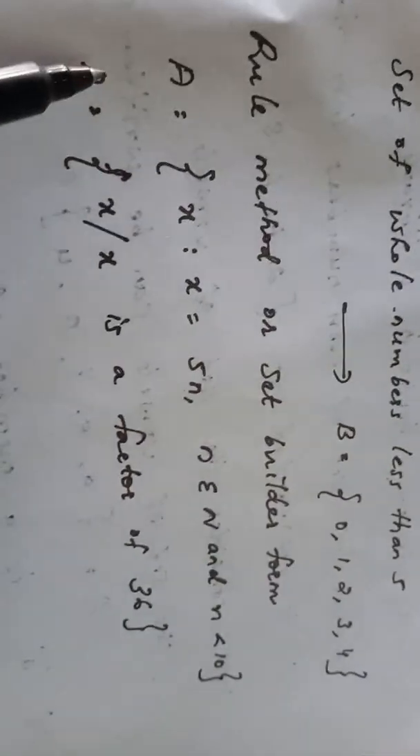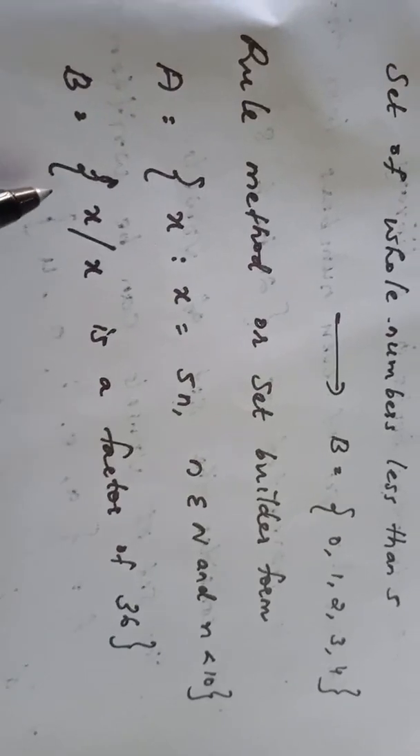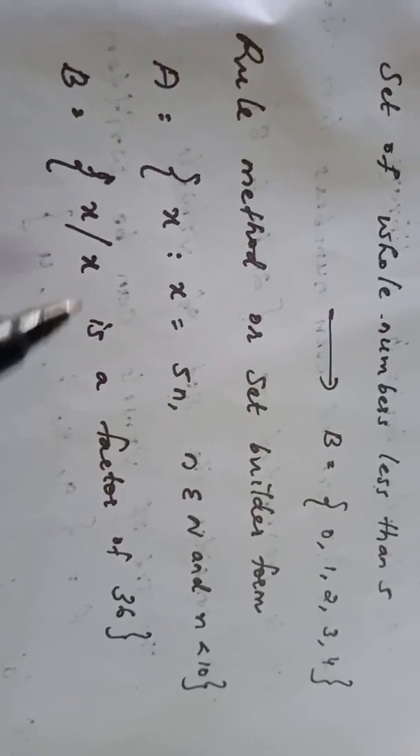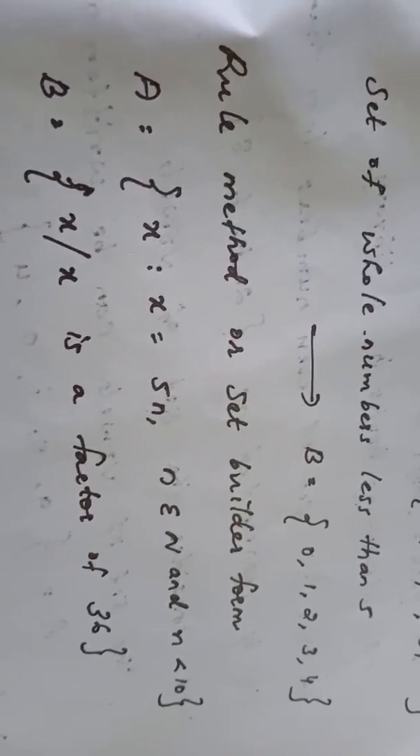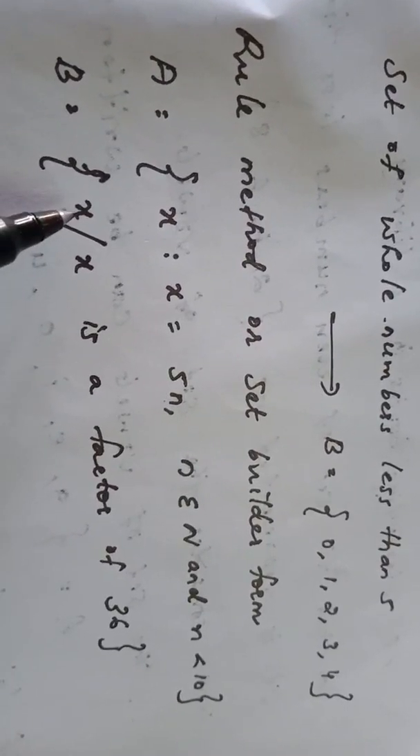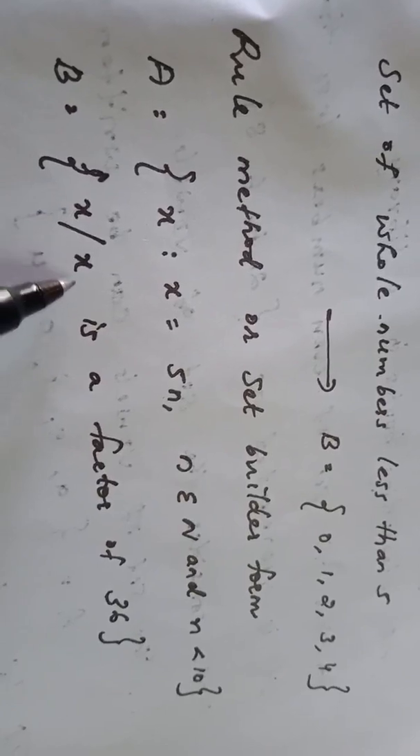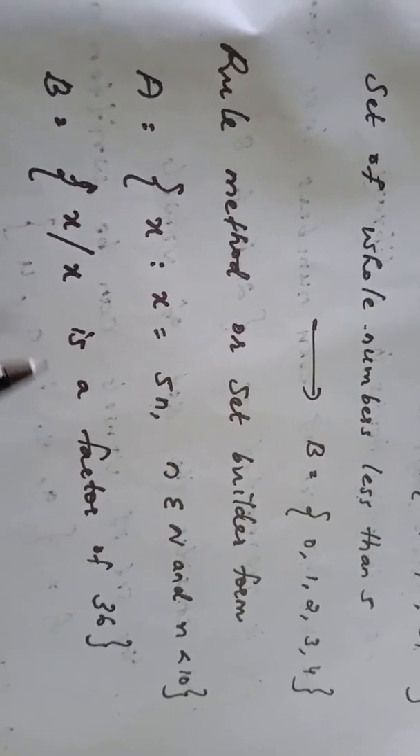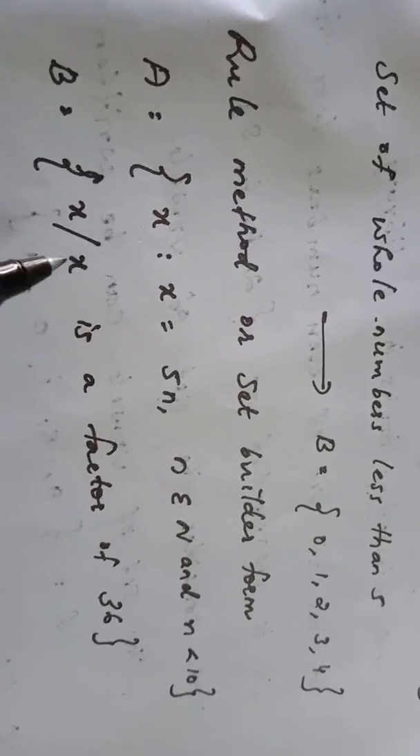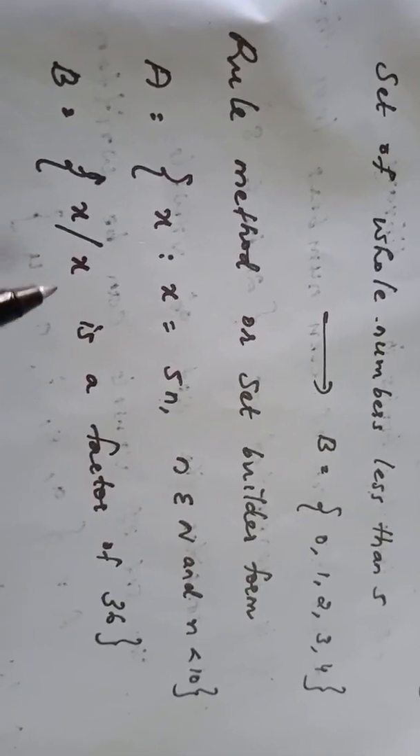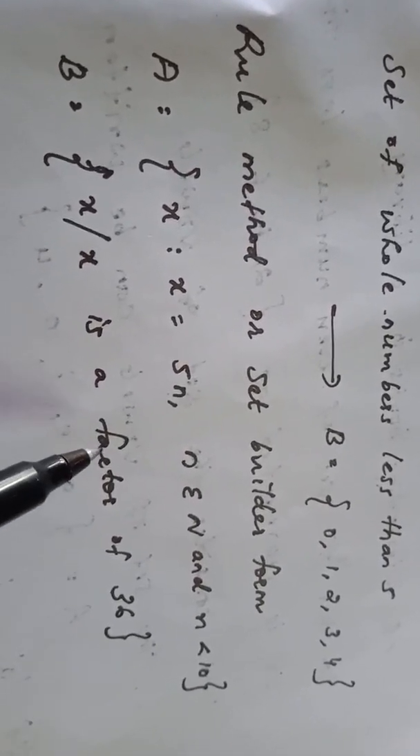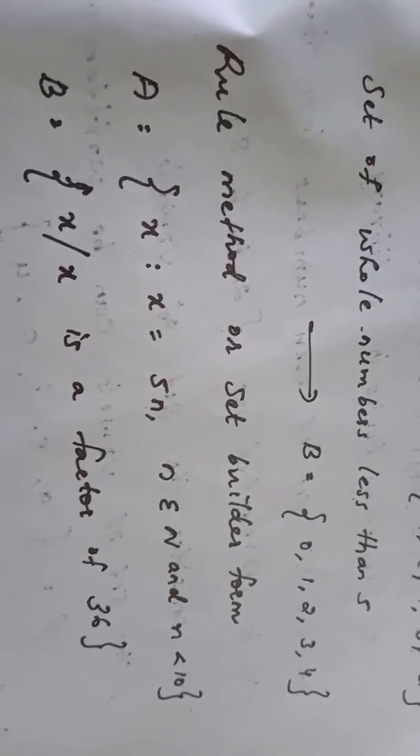Now, second one, we have another example, B = {x such that x is a factor of 36}. So here x is the variable which represents any element of the set, and it is followed by the property which defines the set, that is x is a factor of 36. Thus we can easily identify and list out the elements by taking the factors of 36.